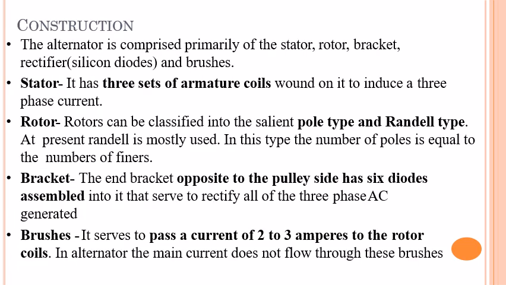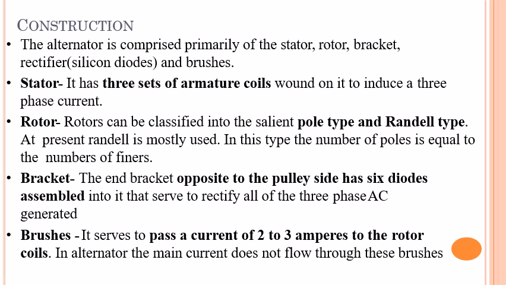Next is the construction of the AC generator. It consists mainly of the stator, rotor, brackets and brushes. The stator is the three sets of armature coils and the rotor is the pole. The rotor is of two types: the pole type and the Lundell type. Mainly the Lundell type is used. In this type, the number of poles is equal to the number of fingers.